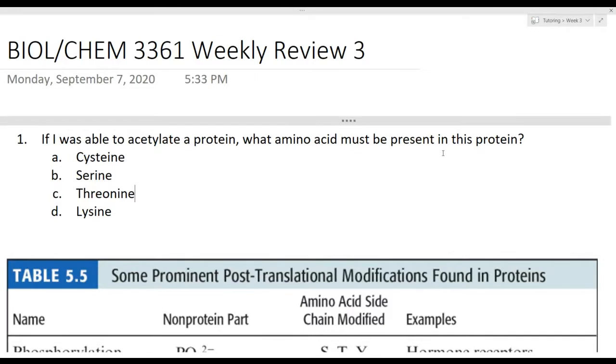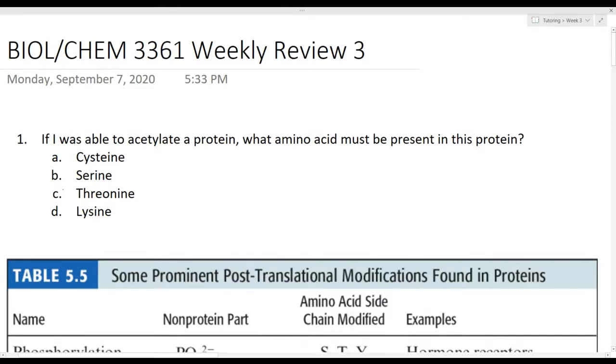If I was able to acetylate a protein, what amino acid must be present in this protein? When I'm approaching a problem like this, first of all, what type of modification am I making? In this case, we're acetylating, okay? Then, what amino acid must be present? In order to acetylate something, we need certain groups.